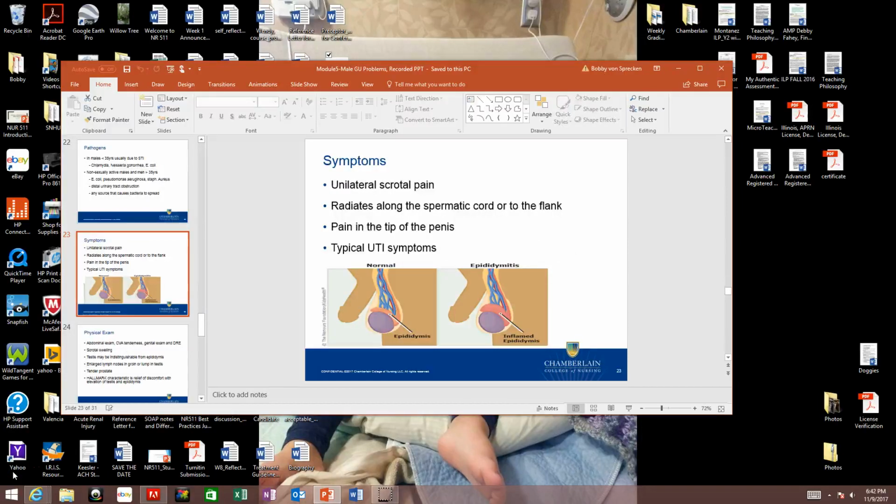The major complaint in patients with epididymitis is unilateral scrotal pain that often radiates along the spermatic cord or to the flank area. Pain may be experienced in the tip of the penis, and typical symptoms of UTI are present, such as dysuria, cloudy urine, hematuria, etc. With severe infections, fever and chills can occur.